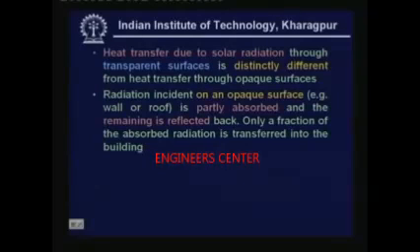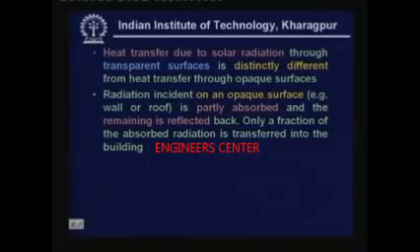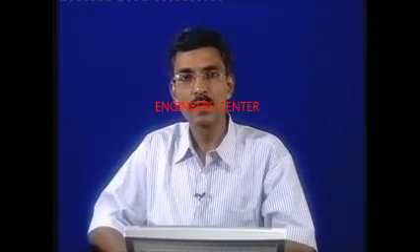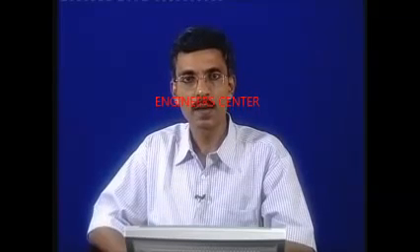And out of the absorbed part, only a fraction of it is transferred into the building. This aspect we will discuss in the next lecture. So ultimately, whenever radiation is incident on an opaque building, some of it is absorbed and some of it is reflected back, and out of the absorbed portion only a part is finally transferred to the building. That means only a part of the radiation incident on an opaque surface finally becomes a load on the building. This is as far as the opaque surface is concerned.